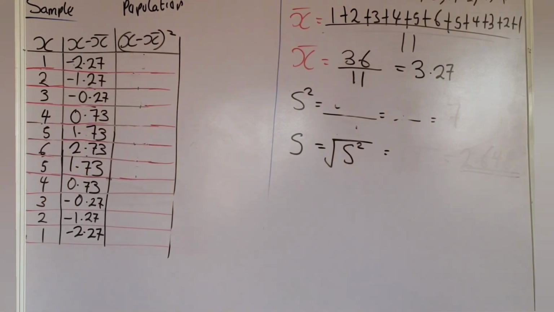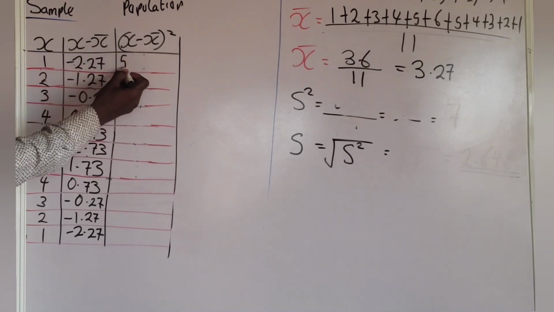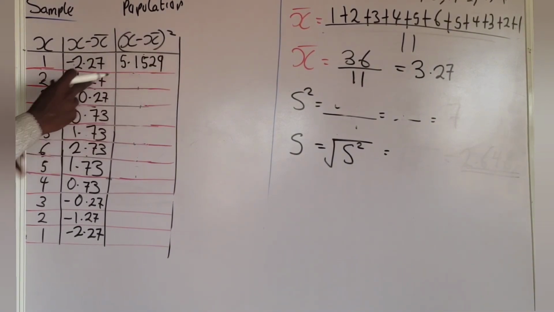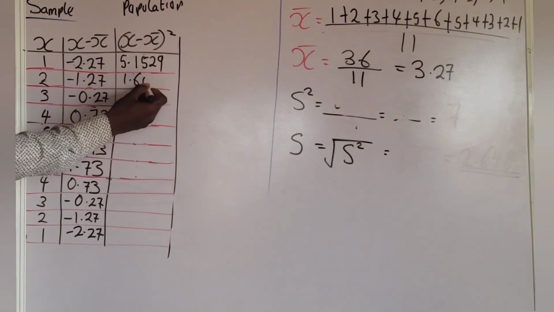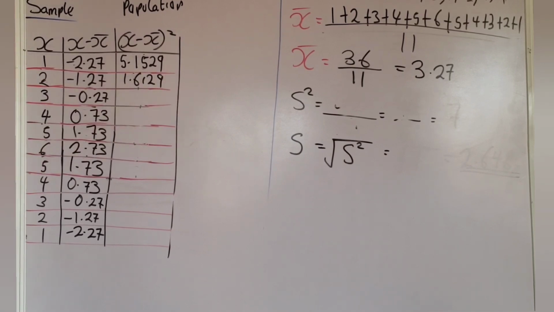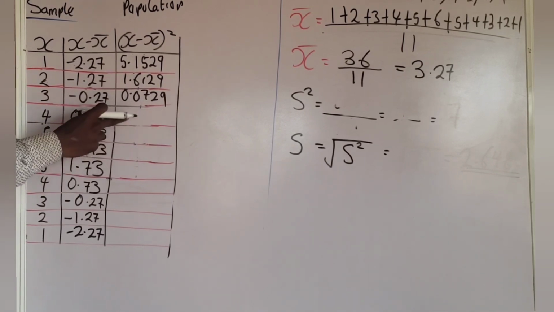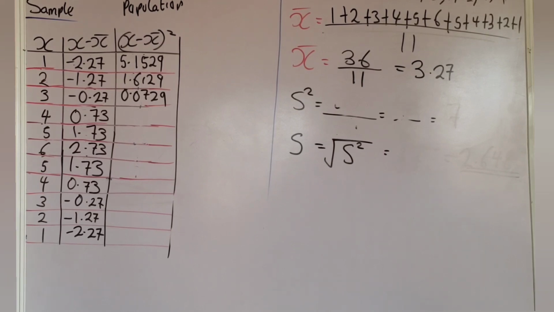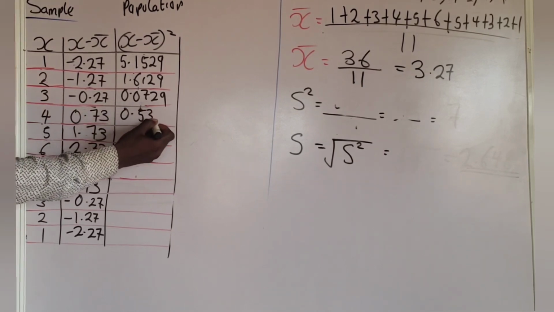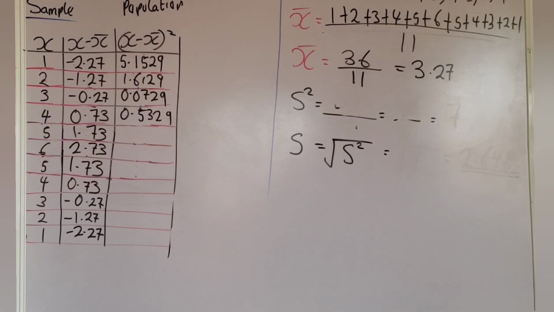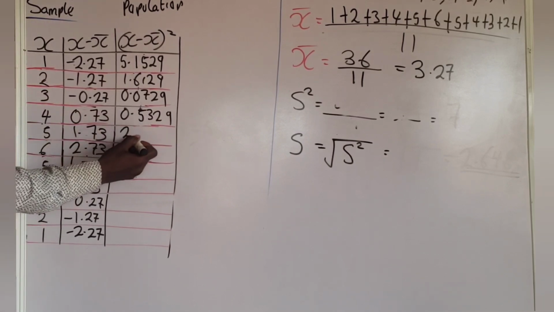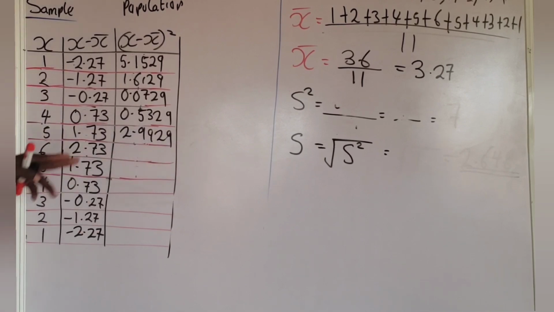Negative 2.27 squared, 5.1529. Negative 1.27 squared, that is 1.6129. Negative 0.27, if you square it, you are going to have 0.0729. 0.73 squared, that is 0.5329. 1.73 squared, that is 2.9929. 2.73 squared, that is 7.4529.